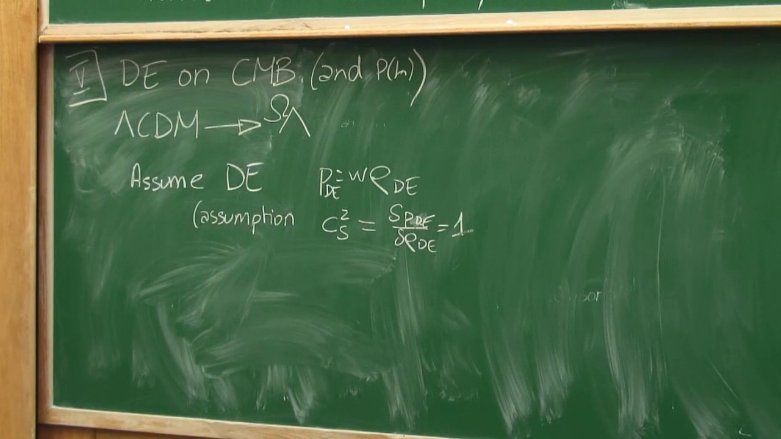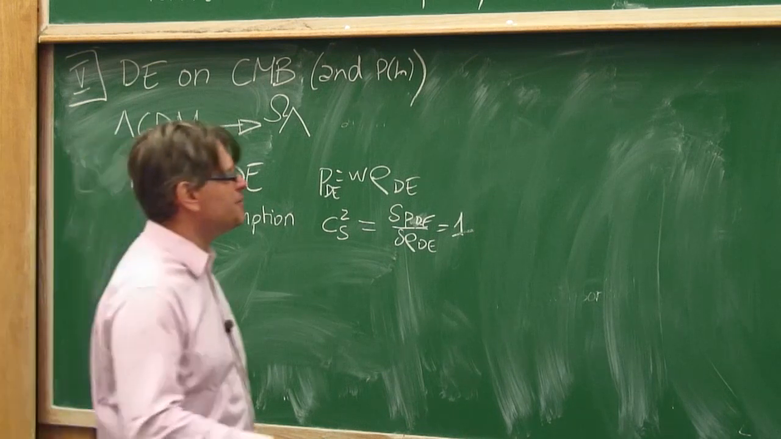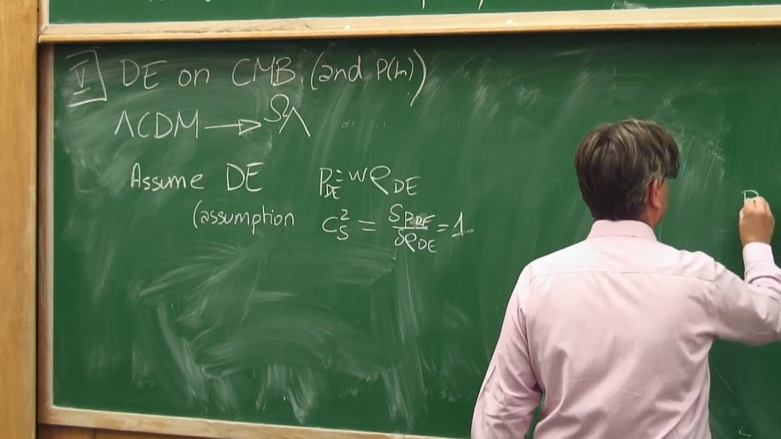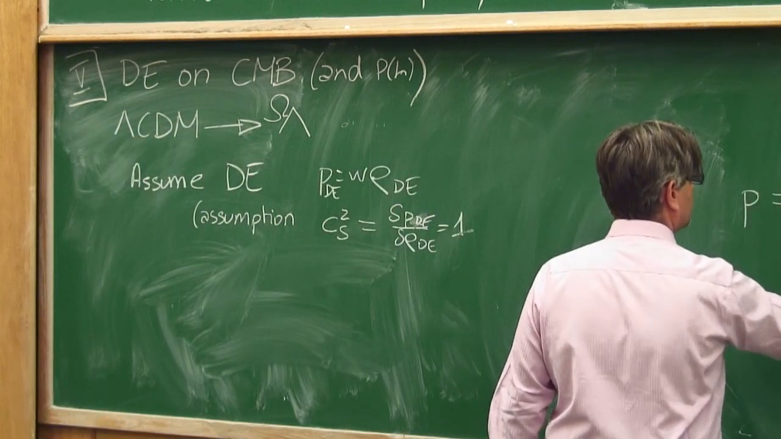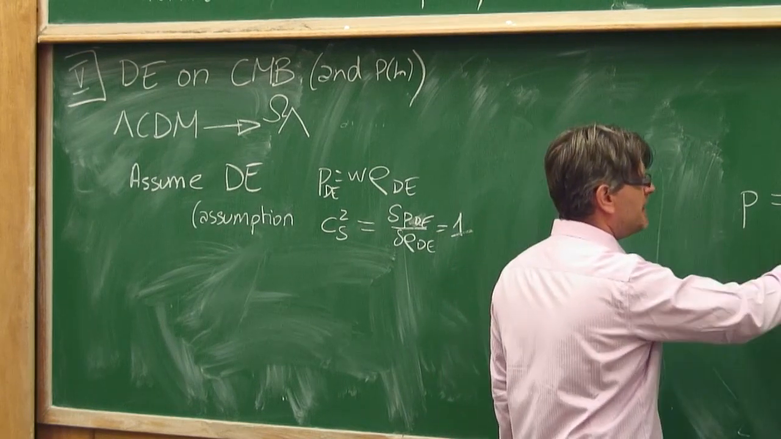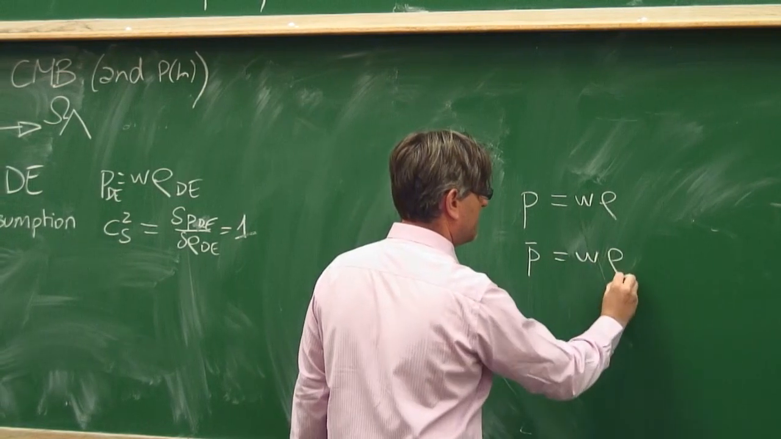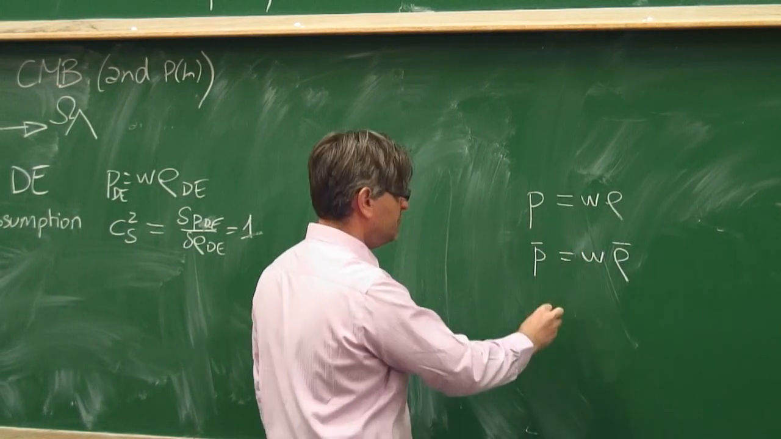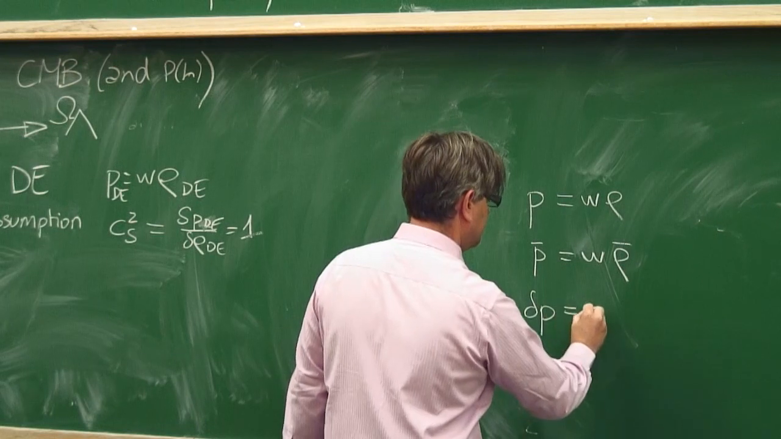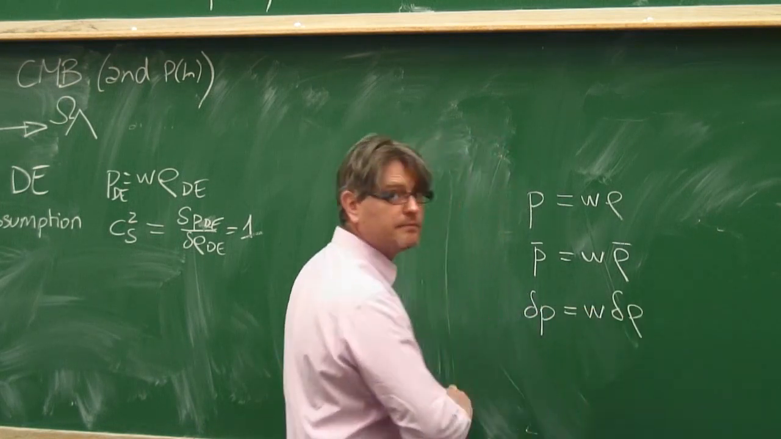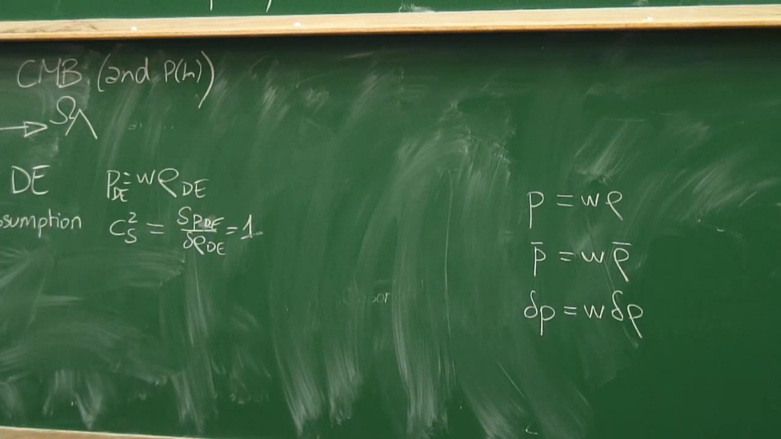The most natural assumption for the sound speed is that it would be equal to the equation of state parameter, because this is imposed in the case of a perfect fluid. In a perfect fluid, at each point, you have an equilibrium relation P equals w rho. Take the average of this, and you get that it is true at the level of the background. Take the difference between these two equations, and you see that it is also true at the level of perturbations. This is for a perfect fluid.